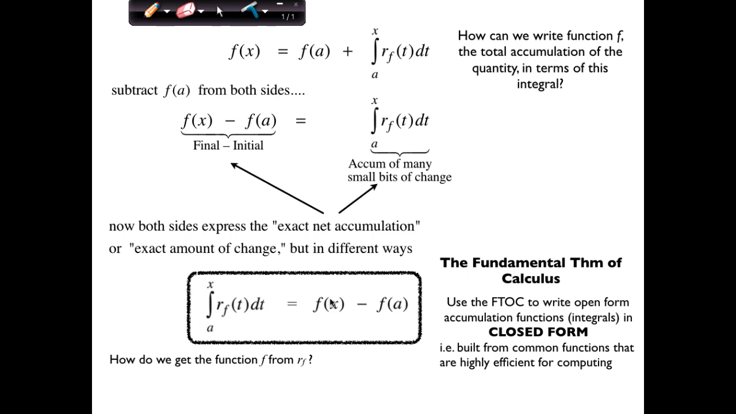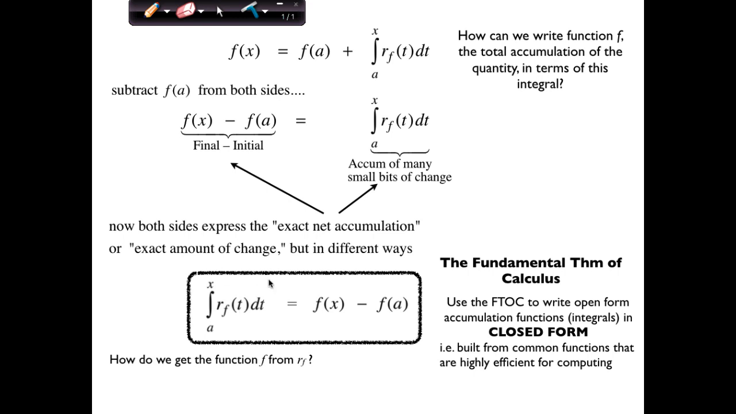And what we need is a closed form function f, right? How are we going to get that from what we have over here on the left? So let's ask it the other way first. How do we get the rate of change of f from f? Derivative, right? So this rate of change function is the derivative of f.